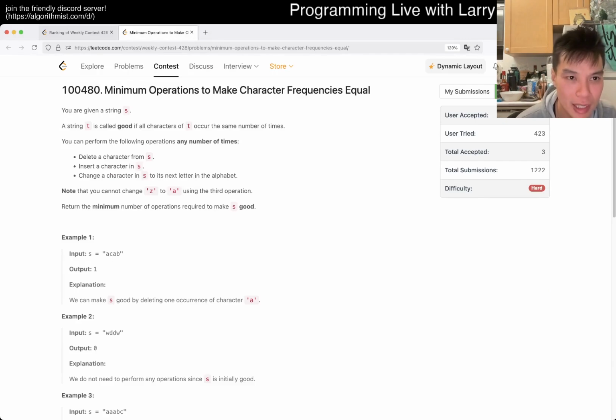Okay. String S, T is good if all characters of T occur the same number of times. All characters of, okay. Try to find an order. I think I should finish reading it first. Okay, delete a character S, insert a character in S, change a character in S to the next letter in alphabet.